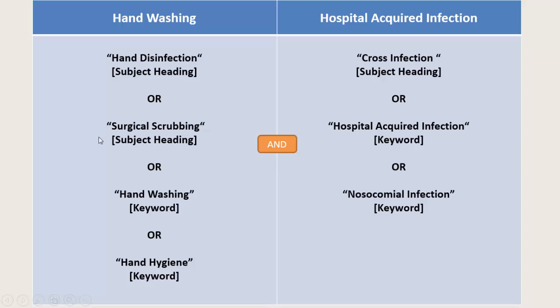So when you're doing this and you're oring things together, don't be alarmed if your hand washing group has a large number of articles in it and your hospital-acquired infection group does as well. Because when you make the direct relationship with and, any of these terms and any of these terms are going to have to appear together in an article in order for it to appear in your results. So the number is going to shrink anytime you make a relationship.